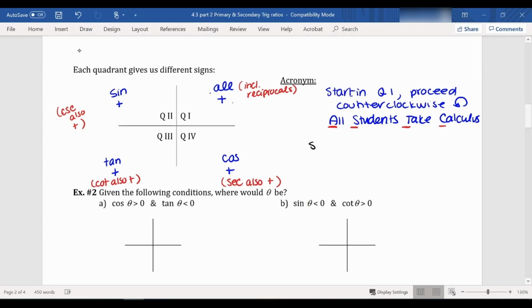Our other option is if we start in Q4 and proceed counterclockwise. You can remember the word CAST. So the C is in quadrant 4, for cosine, the A in quadrant 1 for all, S in quadrant 2, and T in quadrant 3.